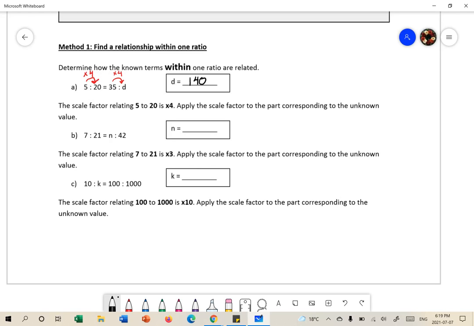Let's try another one. Since my n is my first part of the ratio, we have to divide in this example. So to go from 21 to 7, we divide by 3. So I'm going to use the same scale factor here.